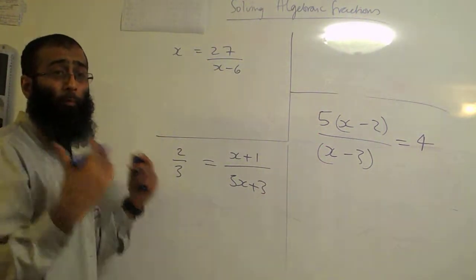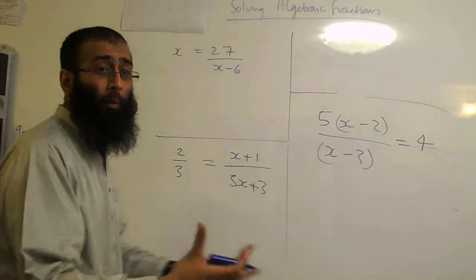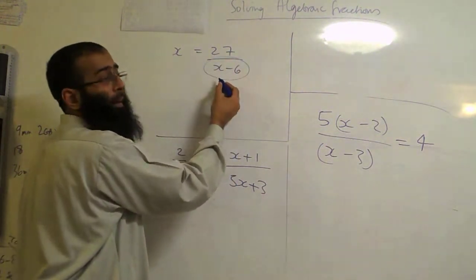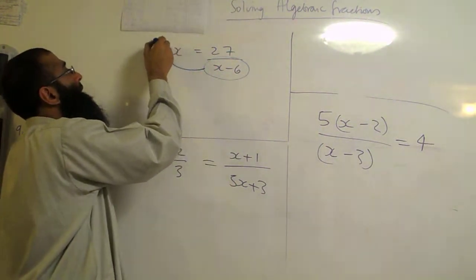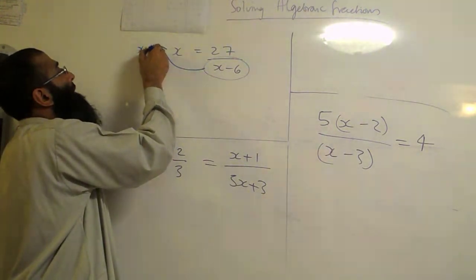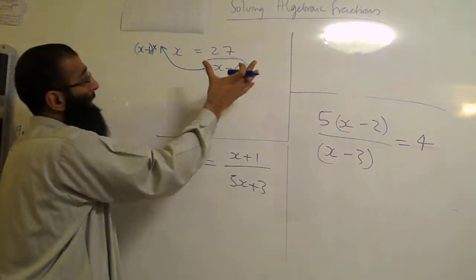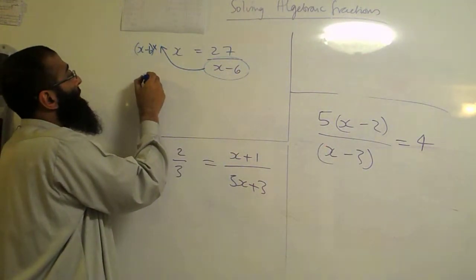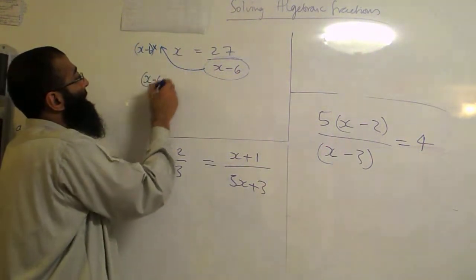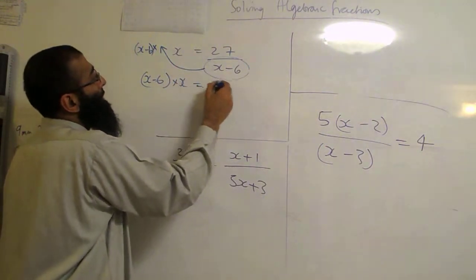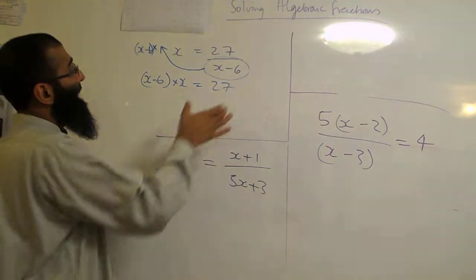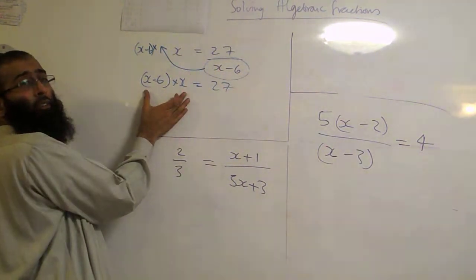We need to get, as we said before, the x must never be in the bottom, it must be on the top. So the easiest way to undo a divide by x minus 6 is to cross multiply. If you take this bottom item here and multiply, it becomes a times. So we have now x minus 6 times by x is equal to 27. The denominator is gone. So we had x on the bottom and x on top. Now everything is on the top.